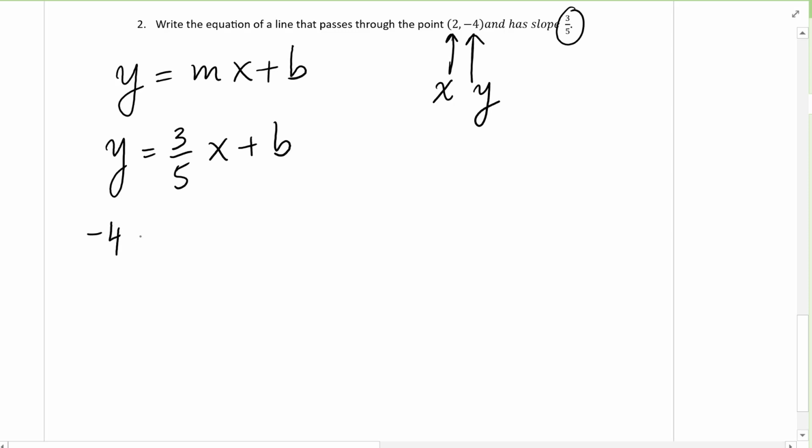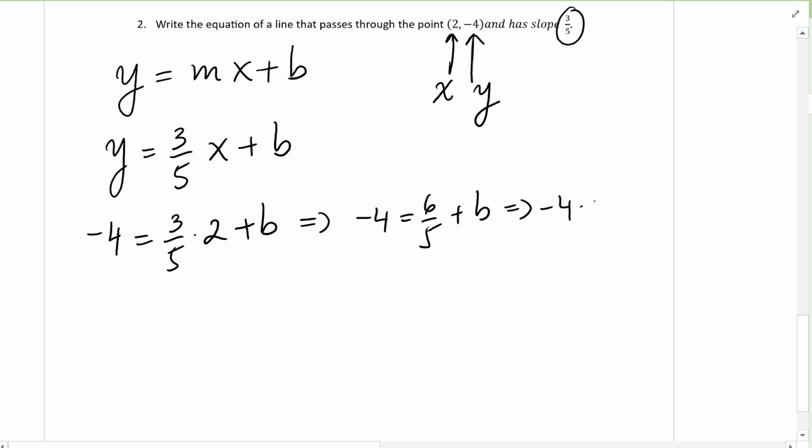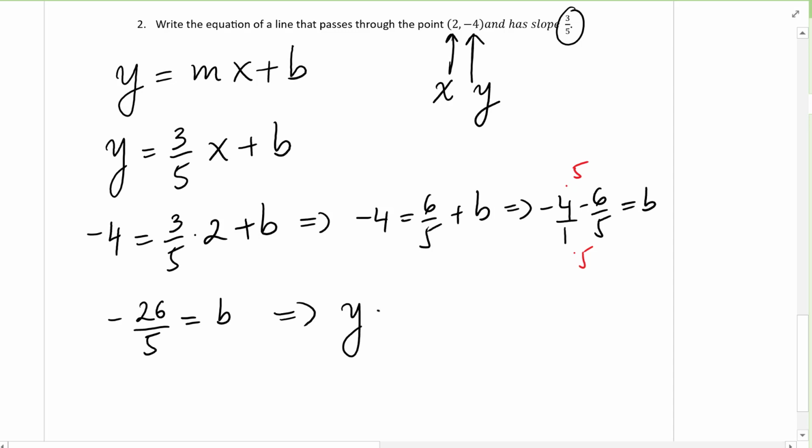So negative 4 equals 3 over 5 times 2 plus b, which means we got an equation from which we can solve for b. So we get negative 4 equals 6 over 5 plus b. We can subtract 6 over 5, so negative 4 minus 6 over 5 equals b. And how do we subtract? Well, we need to multiply this one by 5 over 5. So we get negative 26 over 5 equals b. So in other words, the equation that we were looking for is y equals 3 over 5x minus 26 over 5.